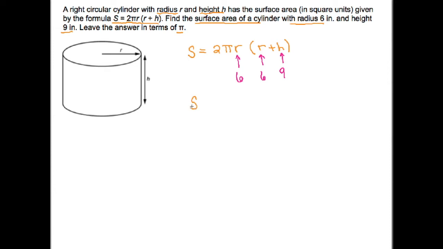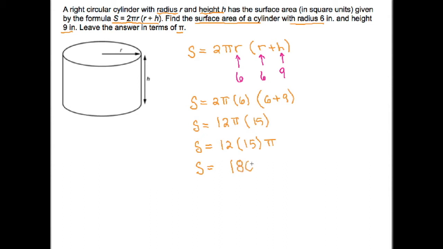So my surface area is equal to 2 pi times r, which is 6, times r plus h, which is 6 plus 9. Now it doesn't matter the order that I multiply, so 2 times 6 is 12, so I have 12 pi times 15, and again it doesn't matter the order that I multiply, so that's the same as taking 12 times 15 times pi, and it looks like my surface area is equal to 180 pi. And the units would be square inches.